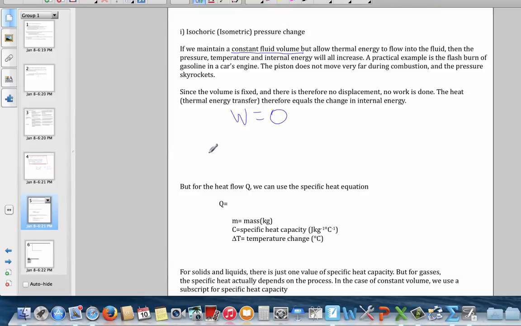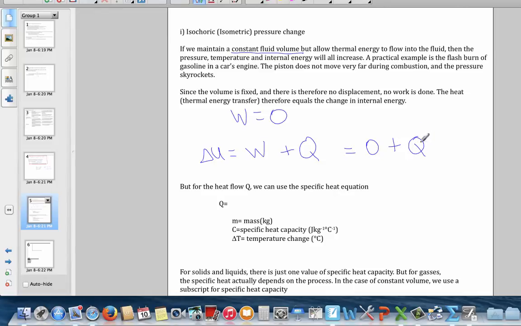Now, the first law of thermodynamics says the internal energy changes if work is done or if heat flows. And the internal energy goes up if you do work on the gas and if heat flows in. If there's no work that's done, then the change in internal energy only depends on the amount of heat flow is what we're trying to say.